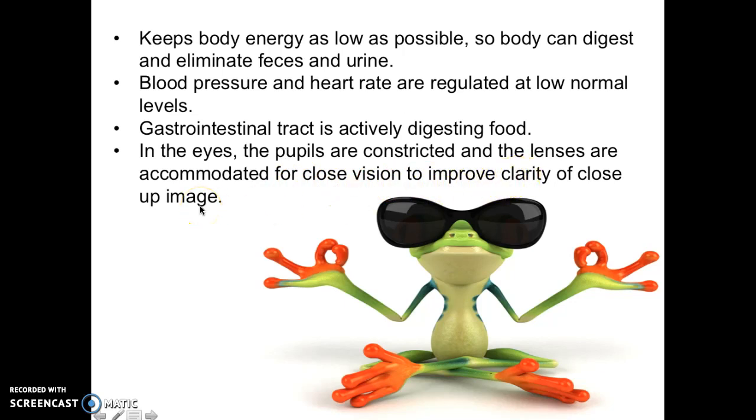close-up imaging. Some evolutionary people think this occurs so that foragers would look very closely at plants in order to identify them and see if they could eat it or not.